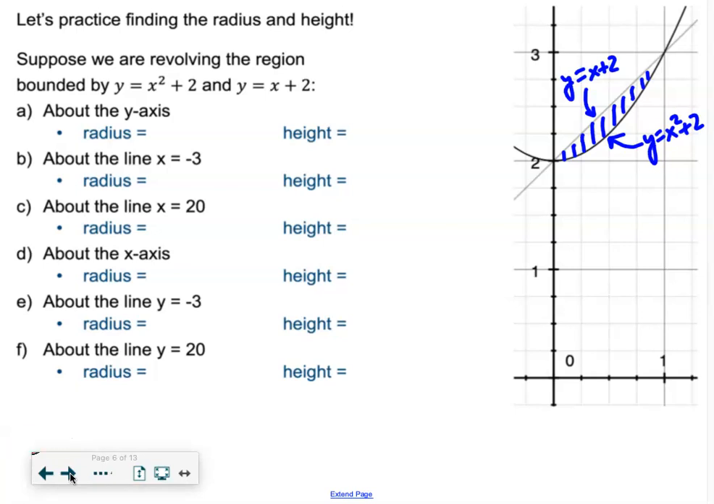All we're going to find are the radii and the heights for a whole bunch of different axes. So the first one that we're going to do is we're going to revolve this about the y-axis. Now this is shell. So if we're revolving about the y-axis, would this be a dx or a dy? Dx. Vertical axis is dx in shell, right?